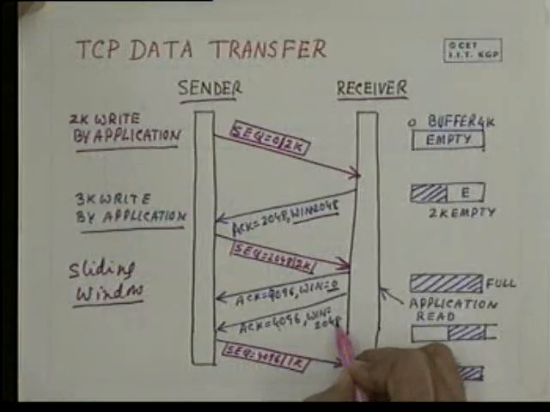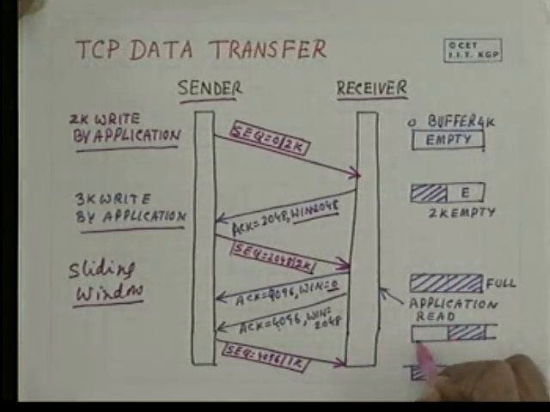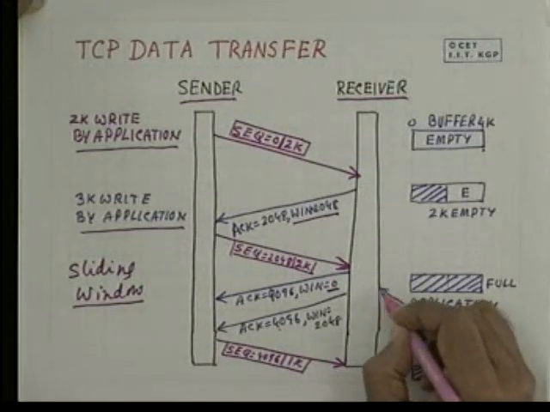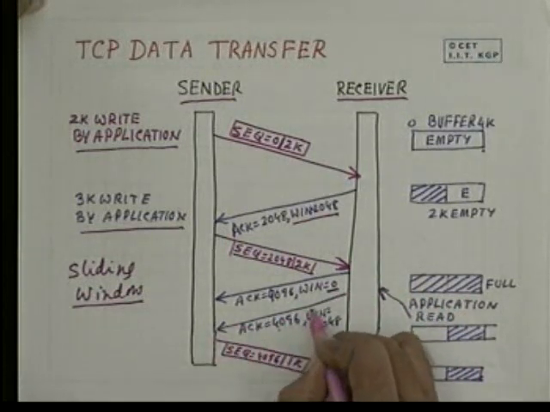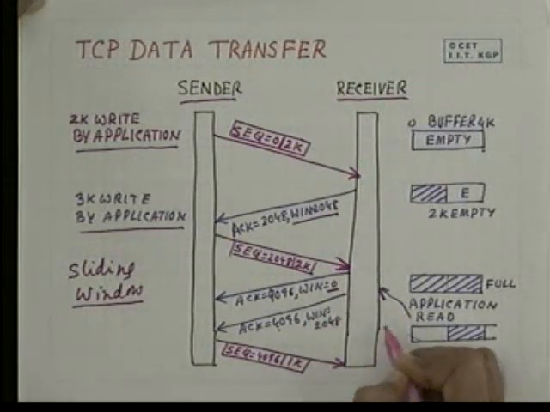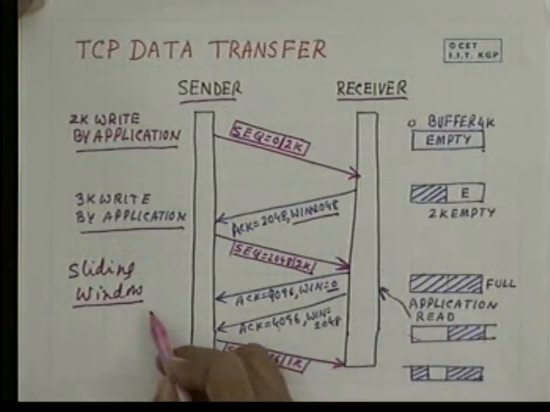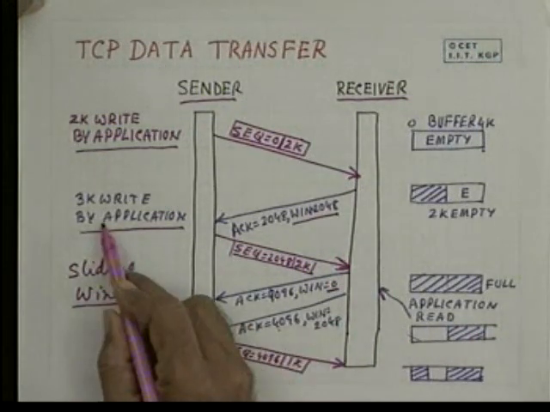So the window has been extended. After half of the data is read, half of the data has been read, and so this becomes empty, and this is actually at this point. So it sends an acknowledgement with window size equal to 2048. That means another 2048 bytes can be received by the receiver. So after receiving this, it sends the remaining data.